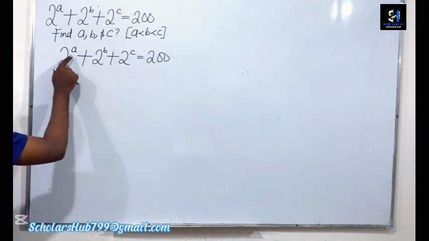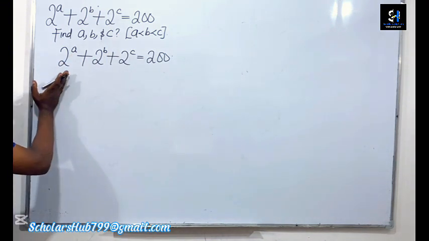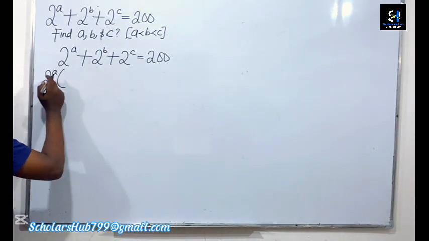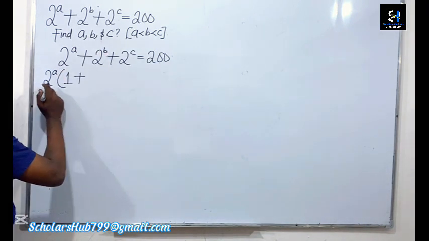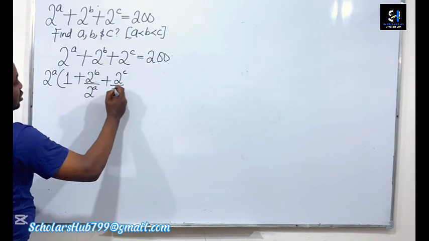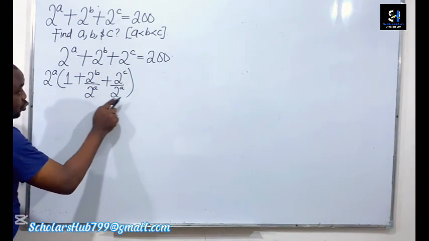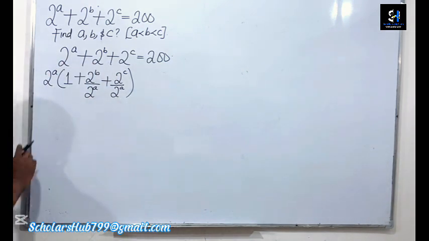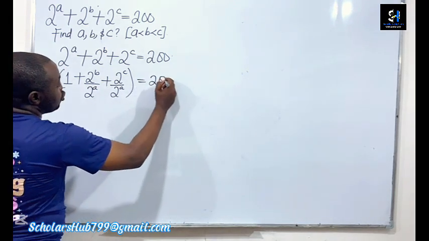All right, so now to be able to find the values of A, B, and C, the first thing I'm going to do is divide the left-hand side by 2 raised to the power of A. That will be 2 raised to the power of A divided by 2 raised to the power of A, which is 1, then plus 2 raised to the power of B divided by 2 raised to the power of A, then plus 2 raised to the power of C divided by 2 raised to the power of A. Now, if I distribute 2 raised to the power of A into this parenthesis, into this addition, I'm going to get the same thing as what we have in the original equation. Then all of this will be equal to 200.